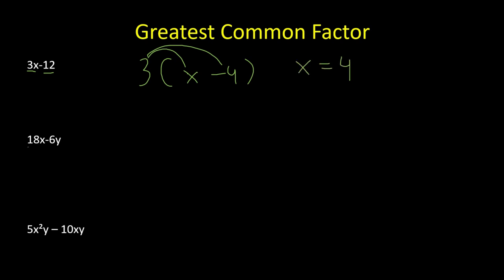From here I notice I can take out a 6 out of both of them. So it'd be 6 times 3x minus y.